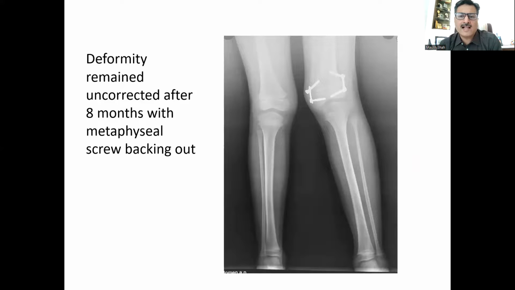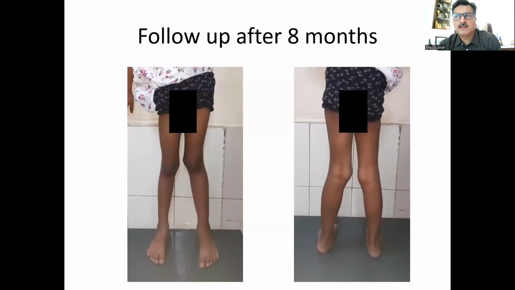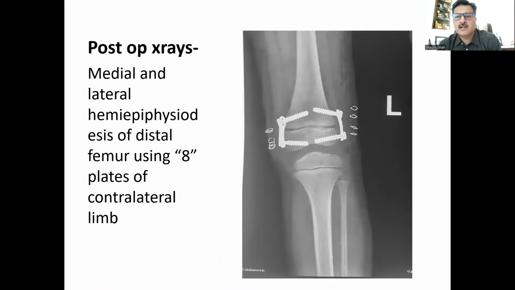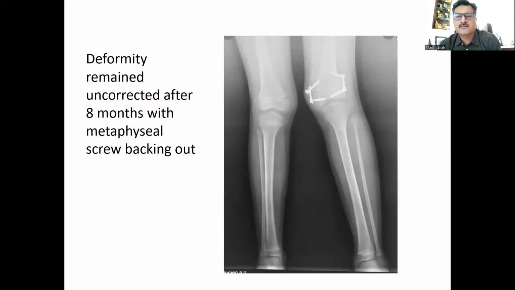So there was no valgus before the growth modulation, right? It was a straight extremity. No, sir. Bilateral genu valgum was present, sir. Achha, bilateral. No, there was no genu valgum. But this was limb length discrepancy, sir. Yes, sir. Limb length discrepancy.